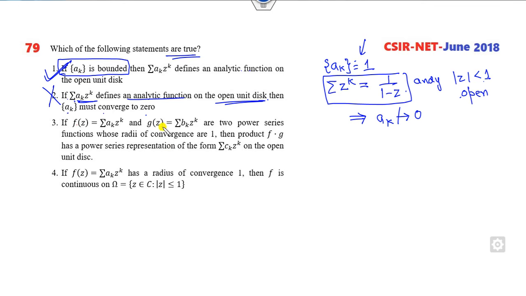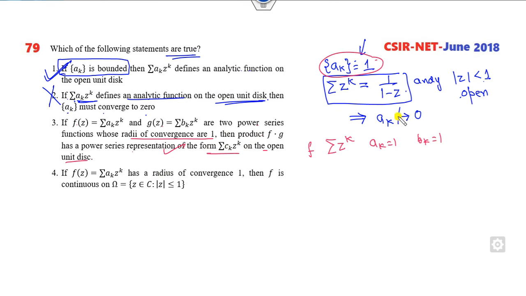If Fk and Gk are two power series whose radius of convergence is 1, you can think of any power series whose radius of convergence is 1. Here, this is my F, where a_k is 1 and b_k is 1, so the radius of convergence is 1. The product is also a power series, that's correct.